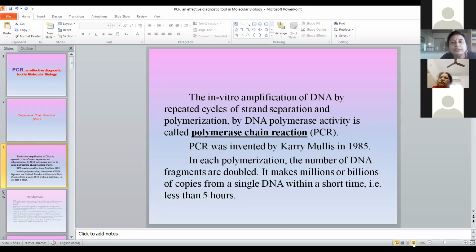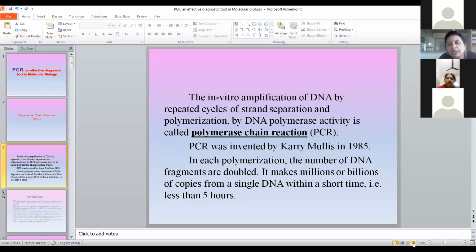That means the two strands which are separated will behave as two DNA templates, and then new strands will be synthesized on the DNA template. That means basically when you have two DNA strands, they will be separated and 4 new strands will be synthesized. So doubling of DNA will take place. So in vitro amplification of DNA by repeated cycles of strand separation and polymerization by using DNA polymerase activity is known as polymerase chain reaction.